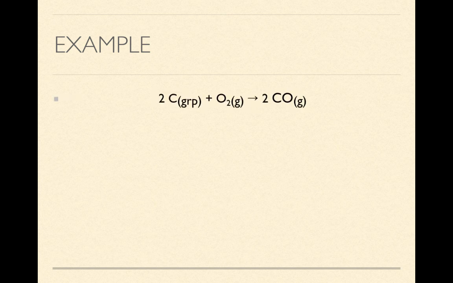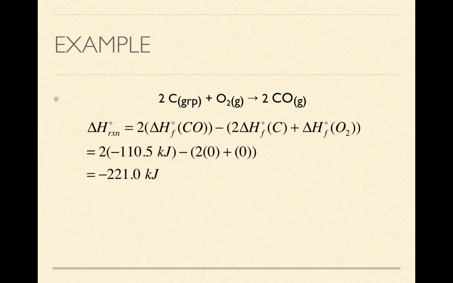And so here we have 2 carbon graphite plus O2 gas goes to 2 carbon monoxide gas. So we're looking for the delta H of reaction here. And so we have 2 times the HF of the CO, so it's products minus reactants. And since I have 2 COs, I have to take this 2, and that goes right there. Okay, so I have the sum of my products there, minus the sum of the reactants, and so I've got to take 2 for my carbon there, and I've just got the 1 for the oxygen there.